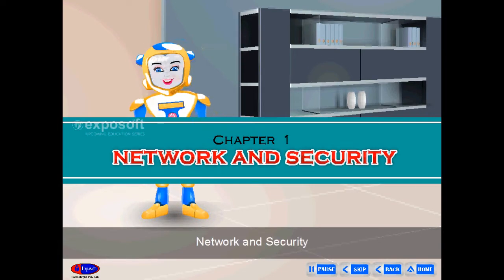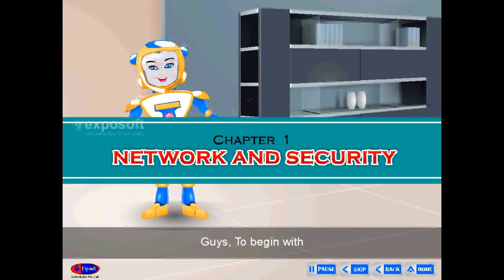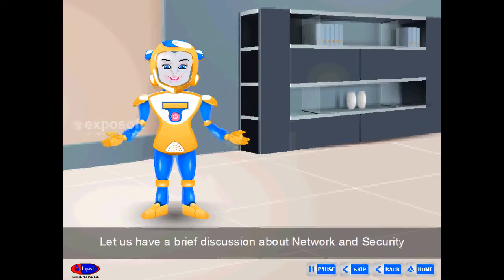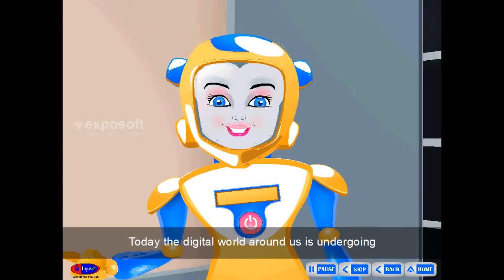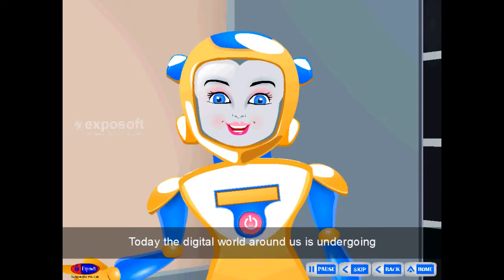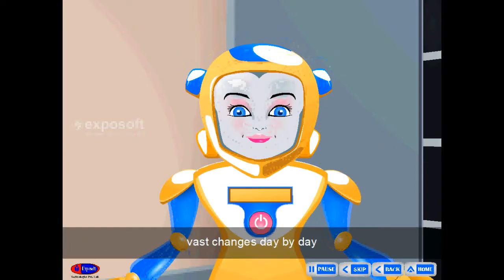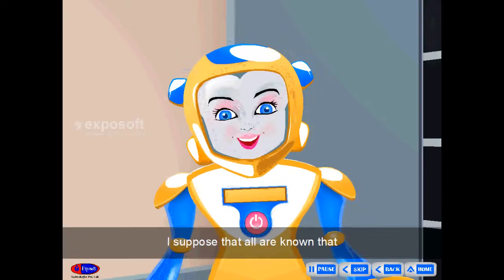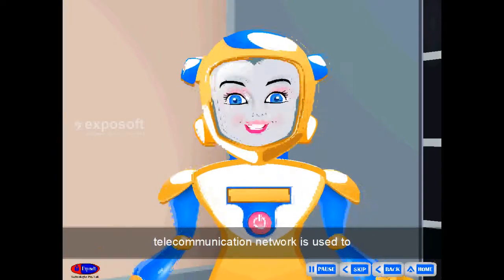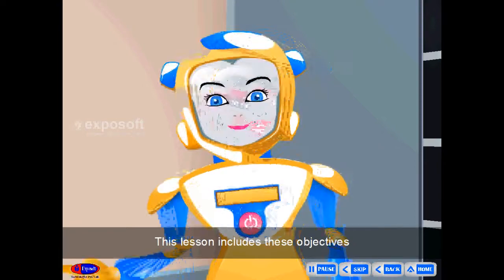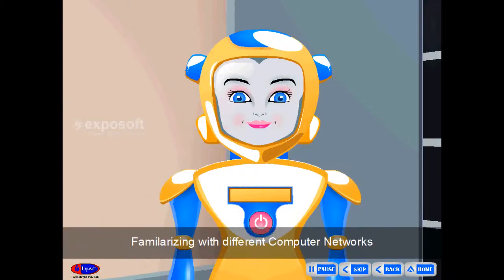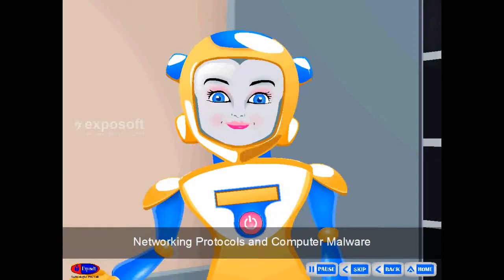Chapter 1, Network and Security. Guys, to begin with, let us have a brief discussion about networks and security. Today, the digital world around us is undergoing vast changes day by day. I suppose that all are known that telecommunication networks is used to communicate through phones. This lesson includes these objectives: familiarizing with different computer networks, networking protocols, and computer malware.